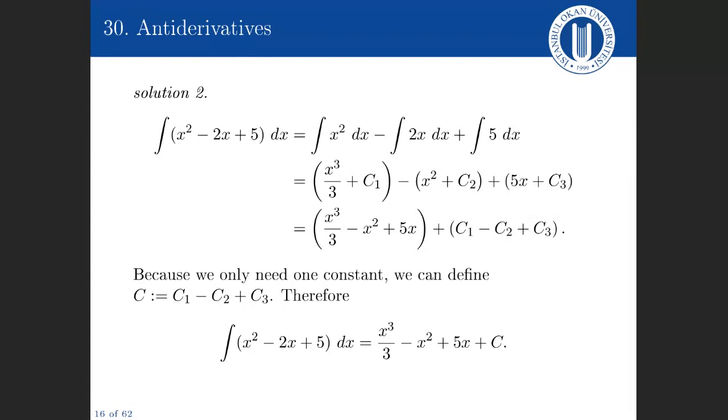Or let's suppose we don't already know an antiderivative. We might want to split our indefinite integral up into three easier indefinite integrals. Instead of doing the indefinite integral of x squared minus 2x plus 5, we could break this up into the indefinite integral of x squared minus the indefinite integral of 2x plus the indefinite integral of 5. And then we could look at each of these separately.